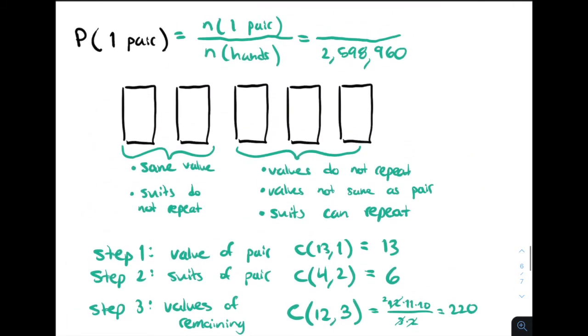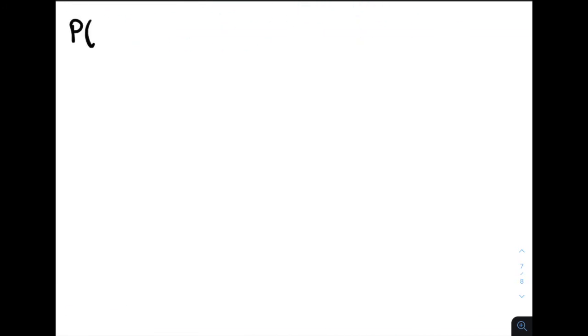So to go back to our original question, the probability of one pair is this 1,098,240 divided by 2,598,960, and this rounded to 4 decimal places is 0.4226. Let's also find the probability of 3 of a kind.